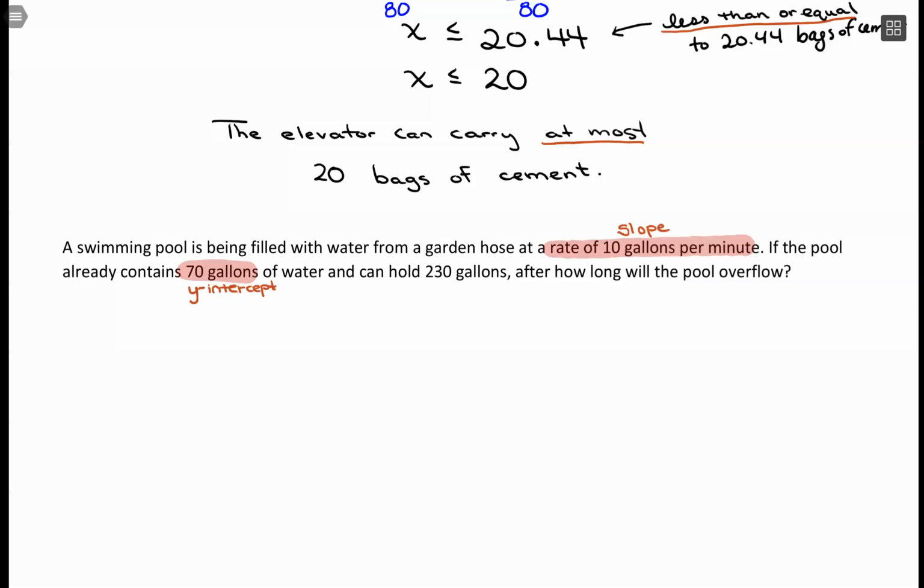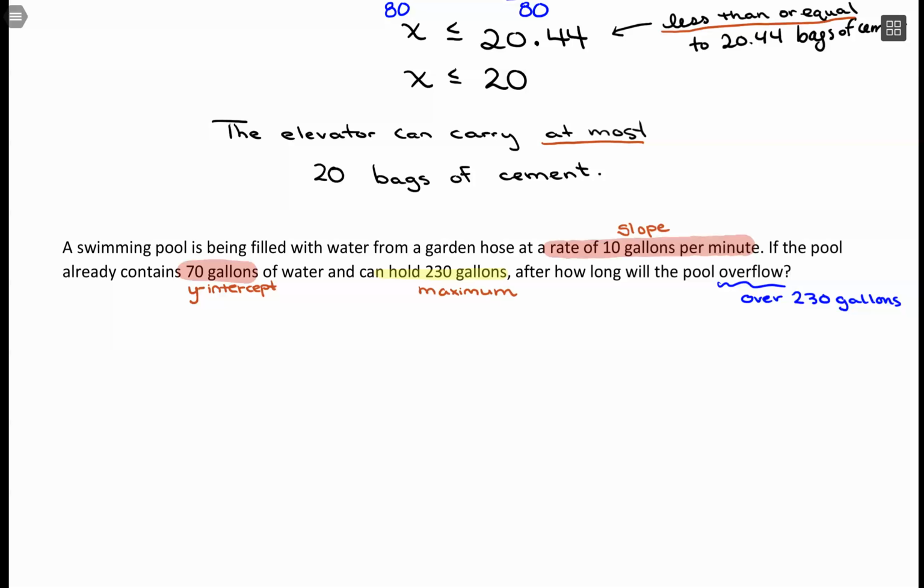And then they tell us a maximum. That's what this 230 is. It's this maximum capacity for the pool. So you can go up to 230. If we had 230 gallons in the pool, then it's completely full. But this idea of overflowing would be the idea of going over 230 gallons. So there's a few different ways you could think about setting this up, but let's go with the idea of, I want to see, for what times will the pool be overflowing?